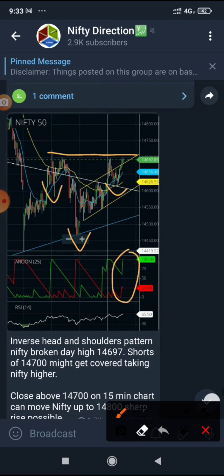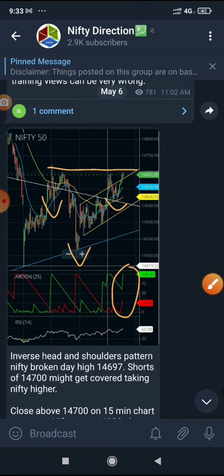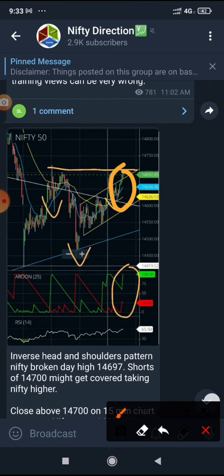Here we clearly see that it had formed an inverse head and shoulders pattern, and the Nifty was trading in a bullish zone. Okay, and then again you would see that here the trend continued. So first the crossover was given for the upside, and then it came down. Okay, then again it moved up to 100 side, showing that the trend is about to continue for the upside.